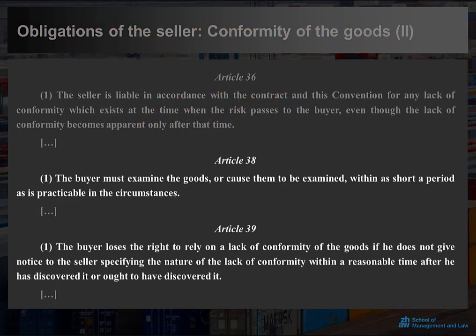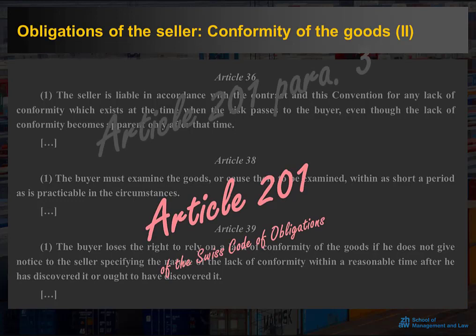Articles 38 and 39 refer to the duty of the buyer to examine the goods and to notify defects to the seller. Article 39 makes it clear that the buyer loses the right to rely on a lack of conformity of the goods if he does not give notice to the seller specifying the nature of the lack of conformity within a reasonable time after he has discovered it or ought to have discovered it. Again, all of this is very similar to what we find in the Swiss Code of Obligations in Article 201.